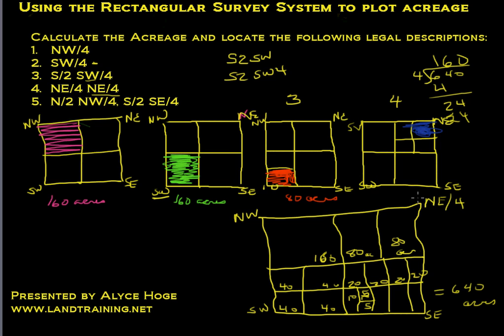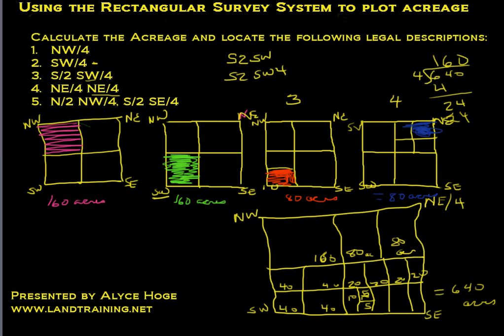And what's the acreage going to be for that? Well, we know it was 160, and that 160 was divided into 4. So that's going to make this 40 acres each. 40 times 4 is 160. So this is going to be 40 acres.